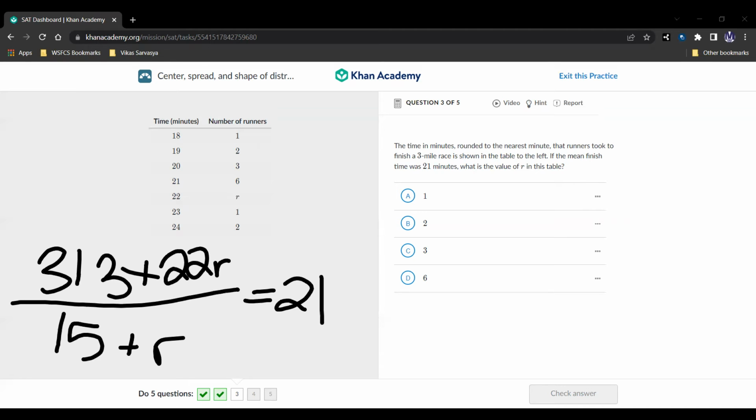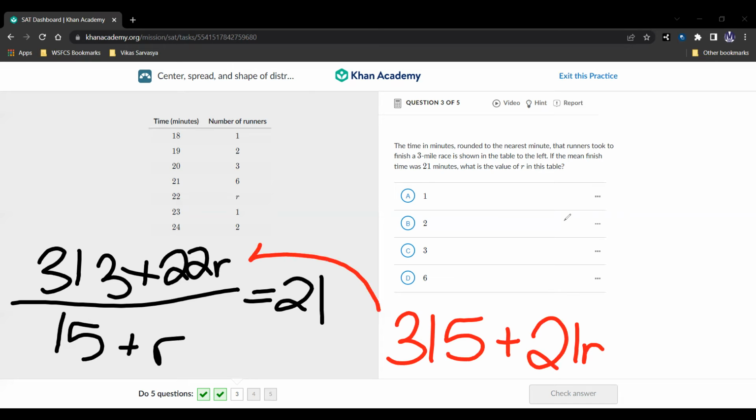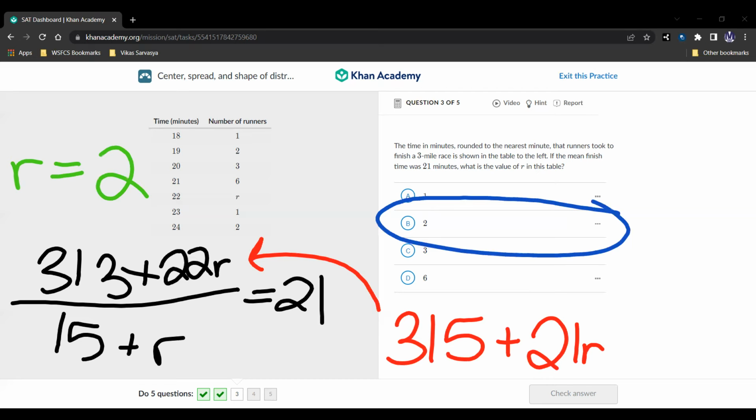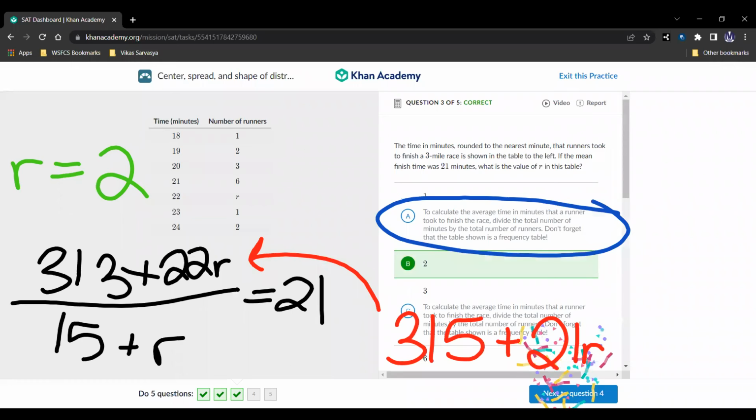21. All right. Now we can multiply by 21 on both sides, and we get that 315 plus 21R is going to equal this part. We subtract the 313 on both sides, we subtract the R on both sides, and we get R equals 2. The value of R on the table is simply just 2, and we can move on to the next question.